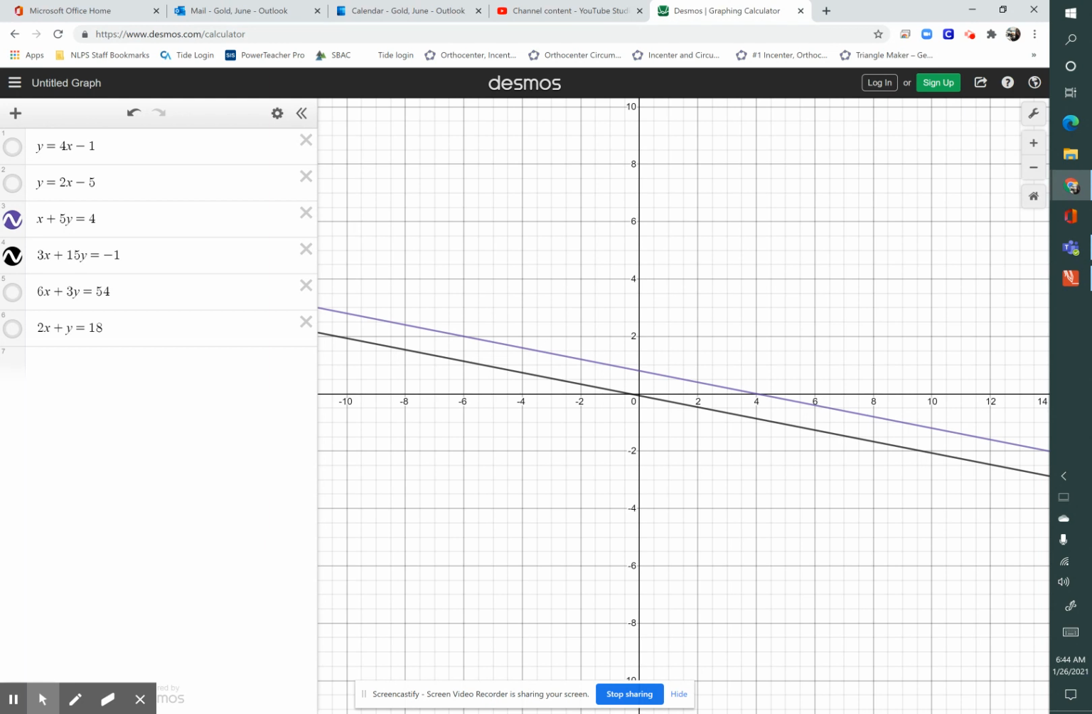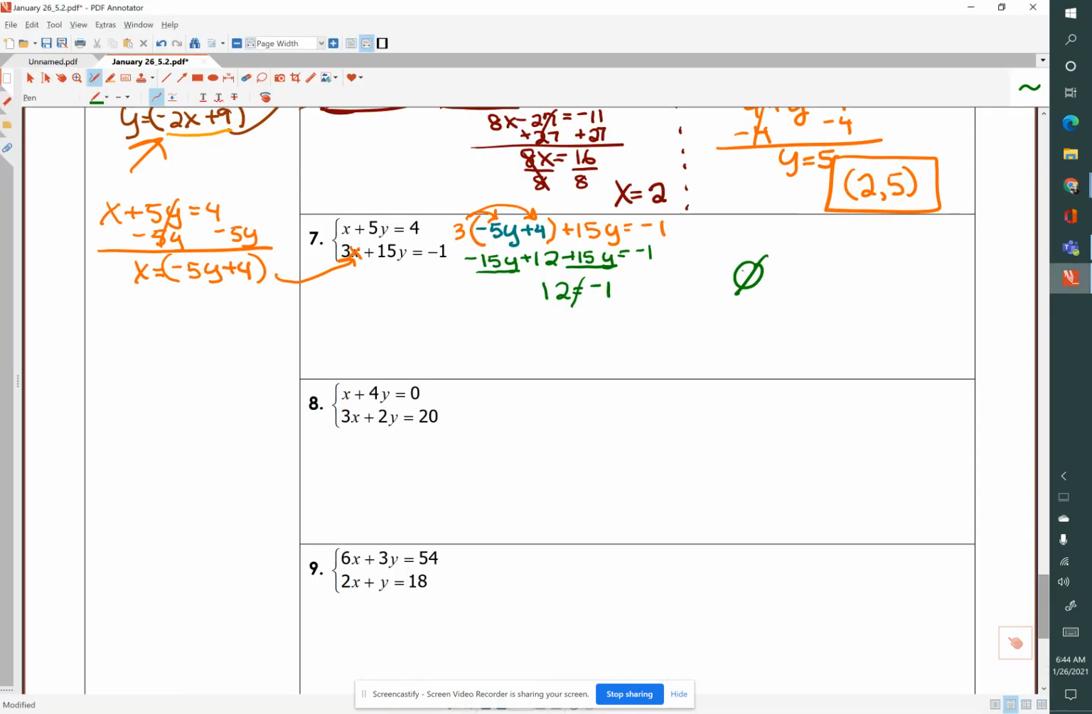In fact, if you solve them for y and put them in slope-intercept form, we would see that they each have the same slope. So they have the same slope and they're parallel. They will never cross. And if they never cross, then there's no solution to the problem. There's no place where these two lines will come in contact with each other. So therefore, for this problem, there is no solution.